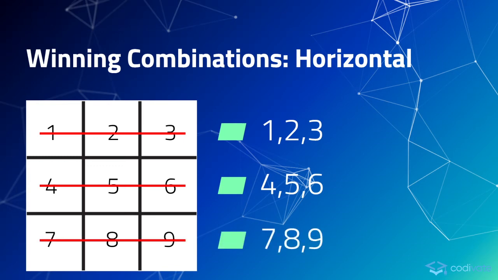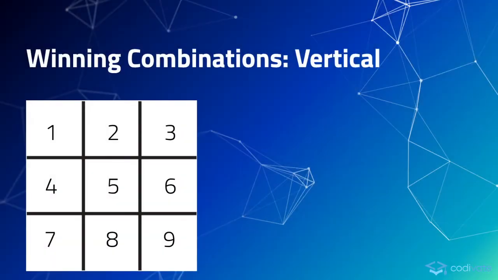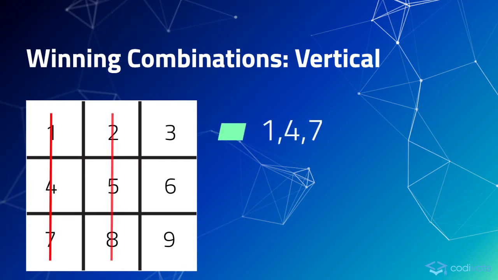That takes care of the horizontal winning combinations. Let's go over the vertical winning combinations. Our first combination is 1, 4, 7, then 2, 5, 8, and then finally 3, 6, 9.